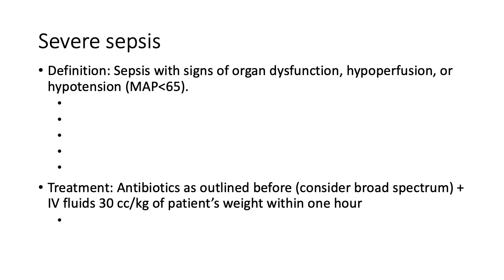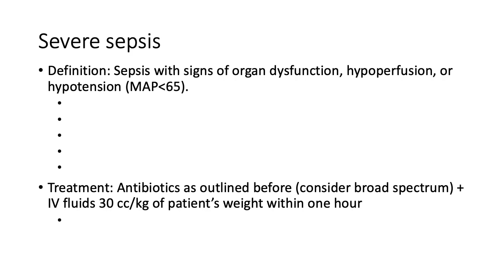Great, so the definition of severe sepsis, it's sepsis with signs of organ dysfunction, hypoperfusion, or hypotension. So a MAP less than 65 or a systolic blood pressure less than 90. And the treatment is antibiotics as outlined before. You can consider broad spectrum antibiotics depending on the clinical scenario, as well as IV fluids, 30 cc's per kg of the patient's weight within 1 hour.